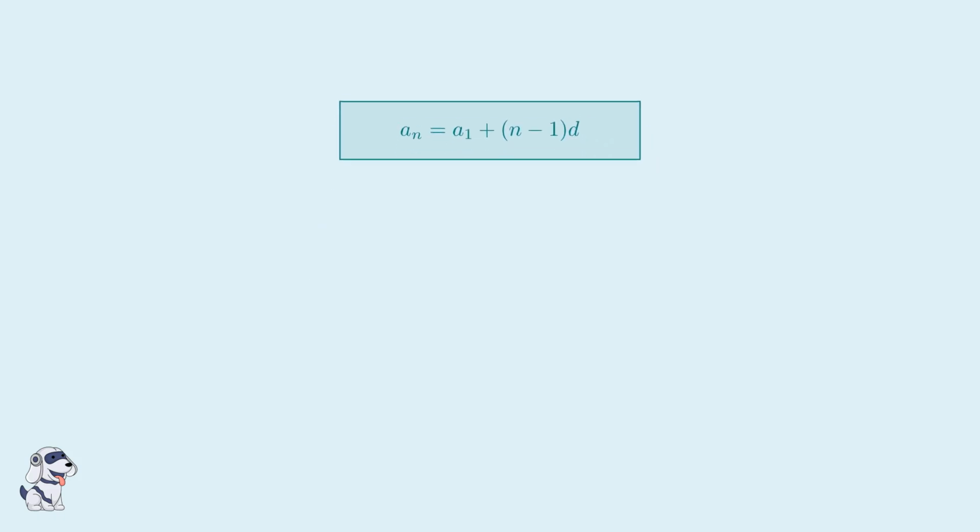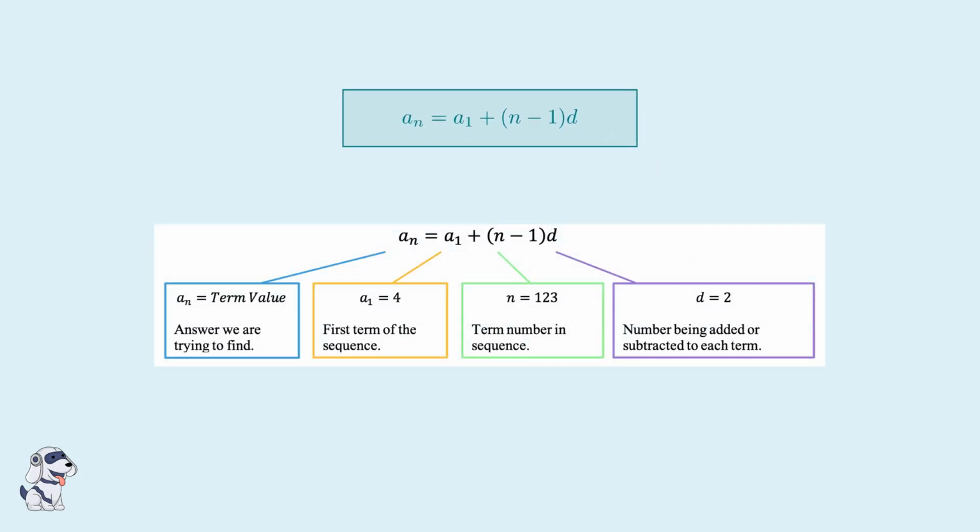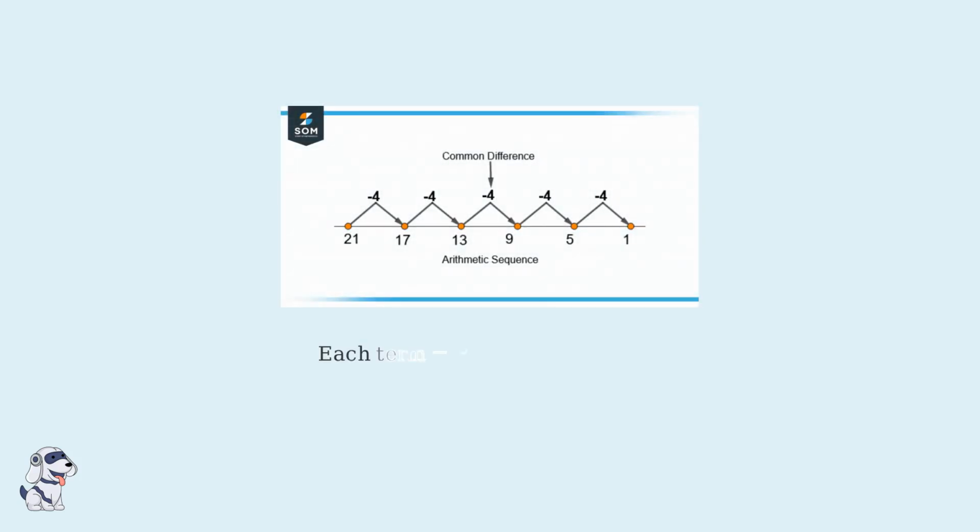The general term formula is the key to unlocking any arithmetic sequence. Instead of writing out every single term, we can use one powerful formula to find any term we want. This formula has 4 important components, each with a specific meaning. Let's break down what each variable represents in our arithmetic sequence formula. Let's see this formula in action with a concrete example.